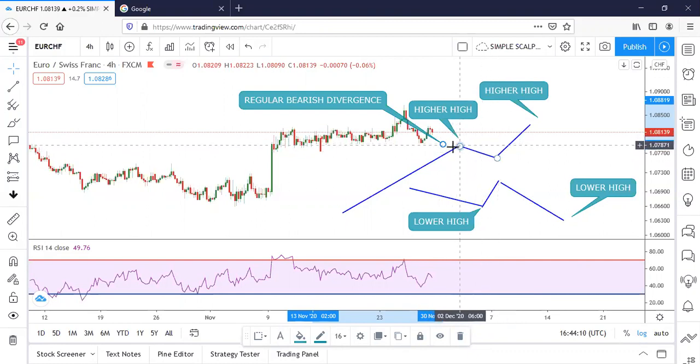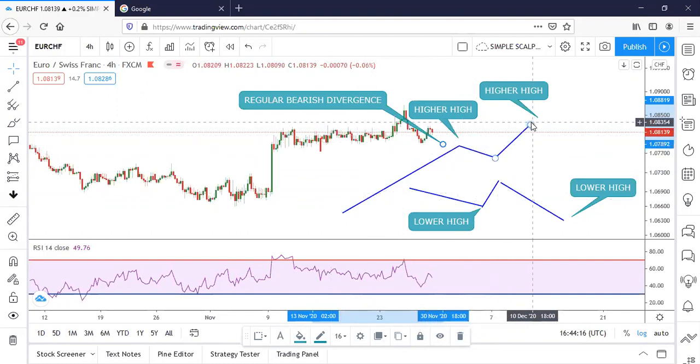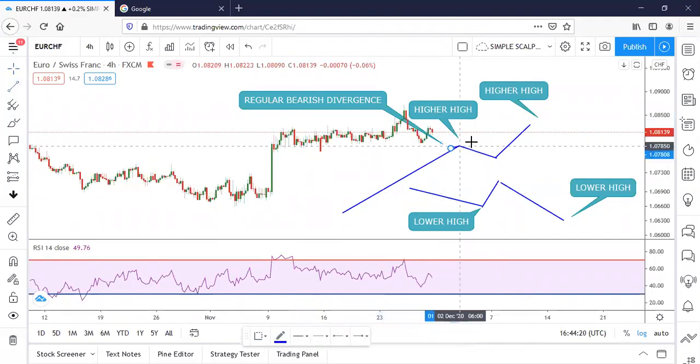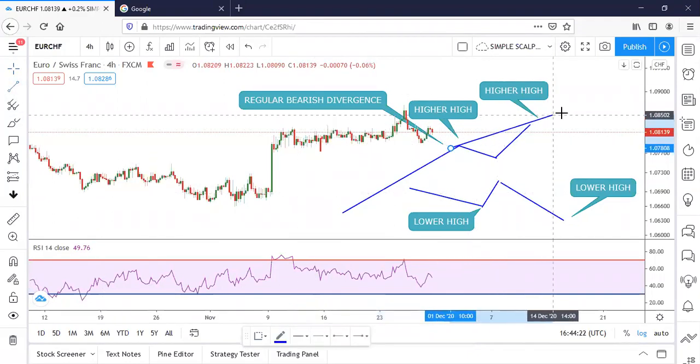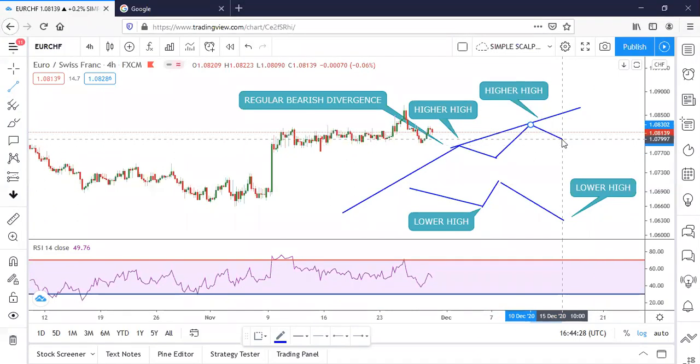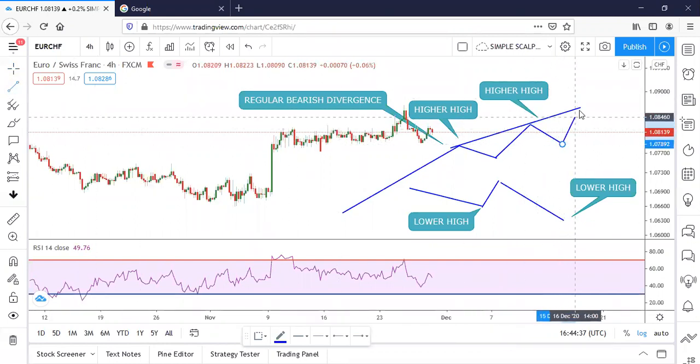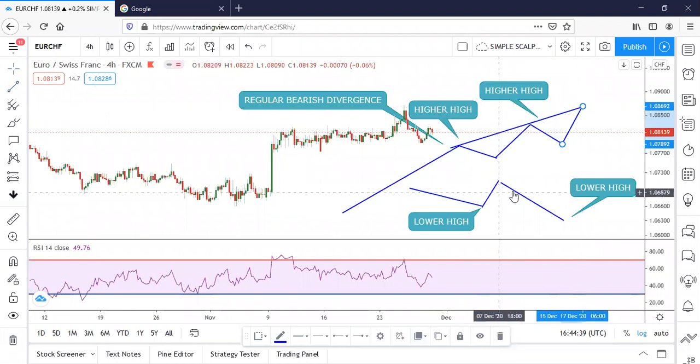So the moment you see your price, which is your chart, giving you a higher high, and it gives you another higher high, you want to connect the highs together. In some cases you may see price give you three highs. It does not really matter. Price may come down like this and go back up, so it gives you something like this.